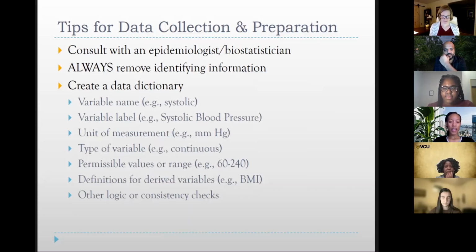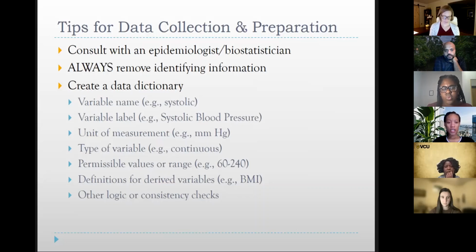I can't tell you how many times I've received data with identifying information from researchers. And it's really important so that people won't have HIPAA violations or IRB violations. It's very serious. Patient protection and confidentiality are of the utmost importance.